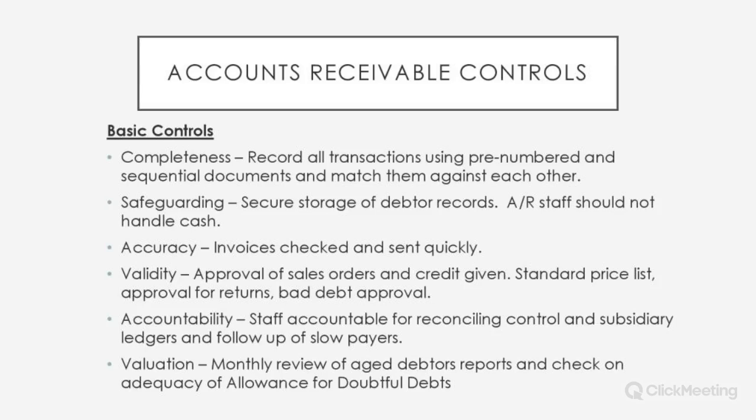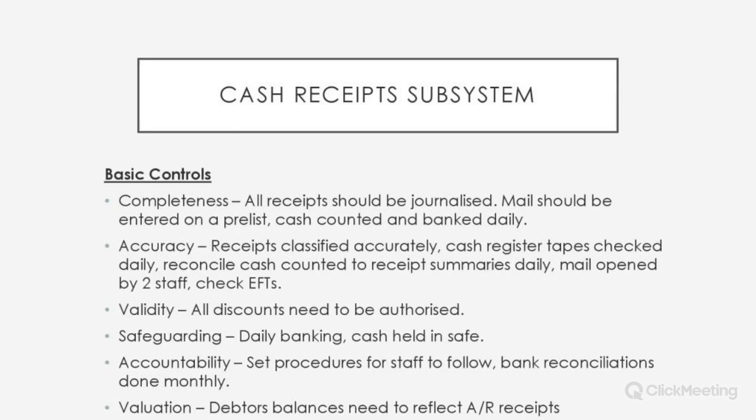Further, these are the basic controls for the cash receipts subsystem within the revenue cycle. For completeness, all receipts should be journalized. That means all cash receipts should be journalized. Mail should be entered on a pre-list, and cash counted and banked daily. For accuracy, receipts classified accurately, cash register tapes checked daily, cash counted reconciled to receipts summaries daily, mail opened by 2 staff, and any EFTs checked.